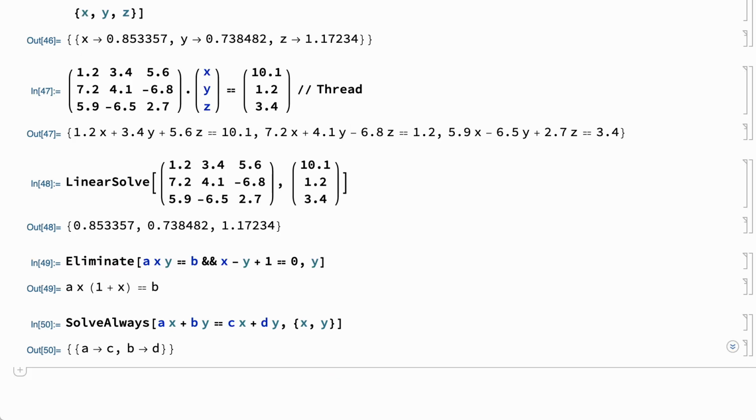SolveAlways finds values of parameters that make the equations valid for all values of the variables. In this example, the result gives the values of the parameters a, b, c, and d that make the equation valid for all values of x and y.